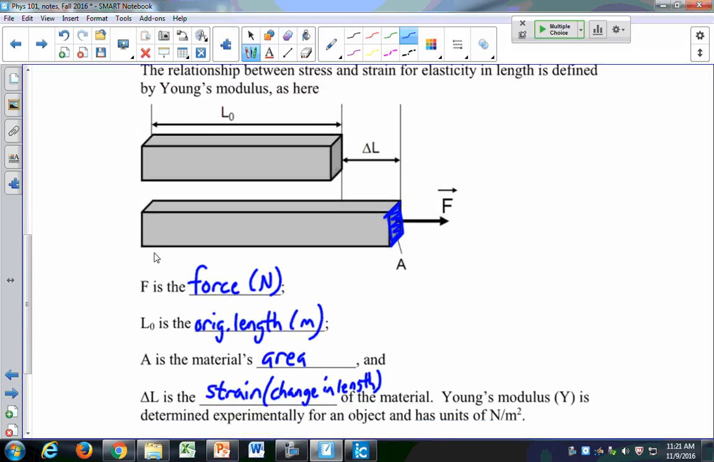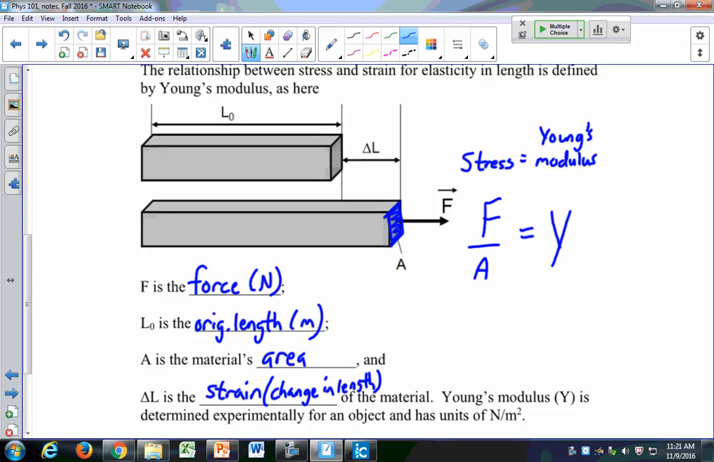Our equation that describes this is the stress, that's force over area, is equal to the modulus. This is Young's modulus. It's not me, it's some other Young from a long time ago. Young's modulus is just a constant, okay?